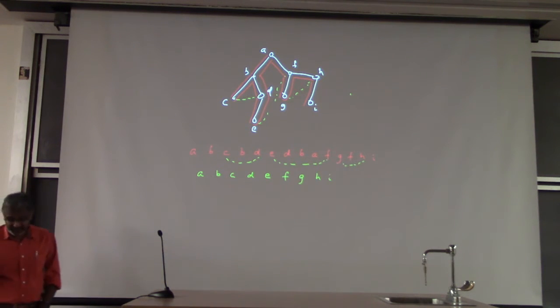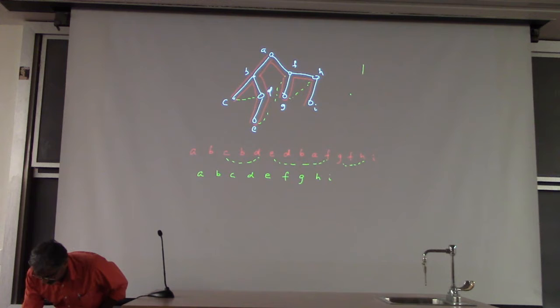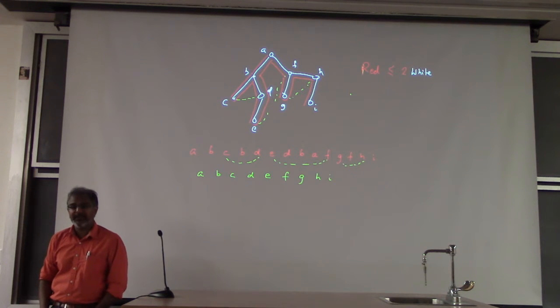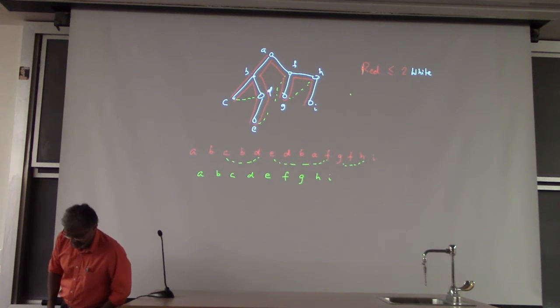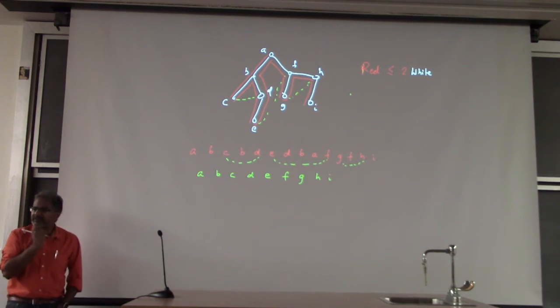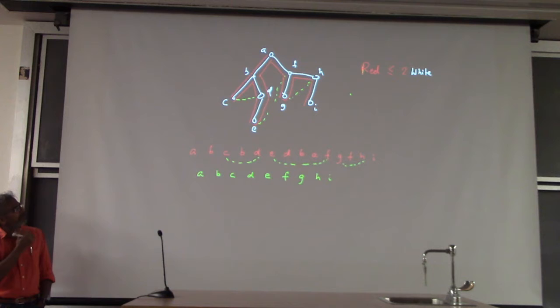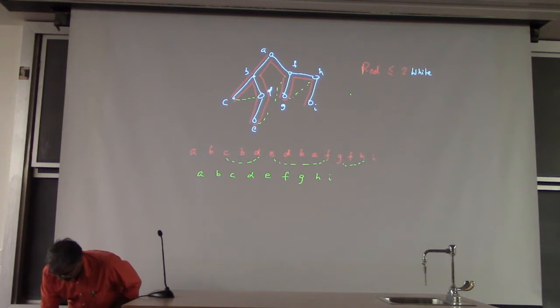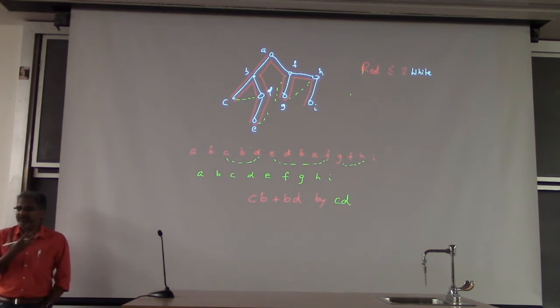So what can you say about the red and the white edges? It's at most a double, right? So the red edges are less than or equal to 2 times the white edges, right? Okay. What about the green path? When I did my short circuit from C to D, what did I replace? I replaced CB plus BD by CD. Can we say anything about the resulting cost of doing so?